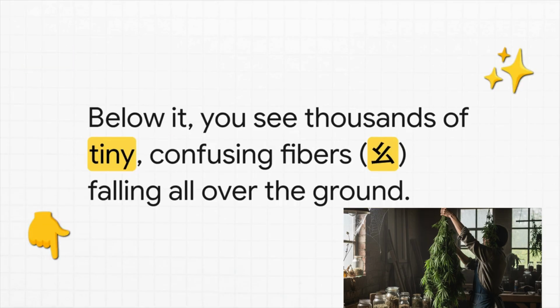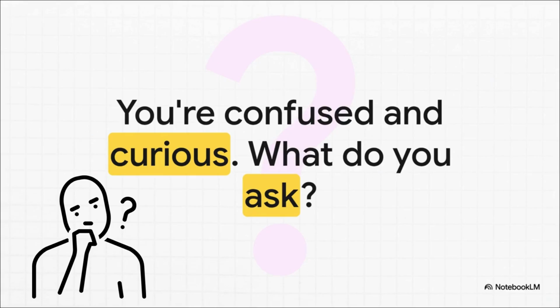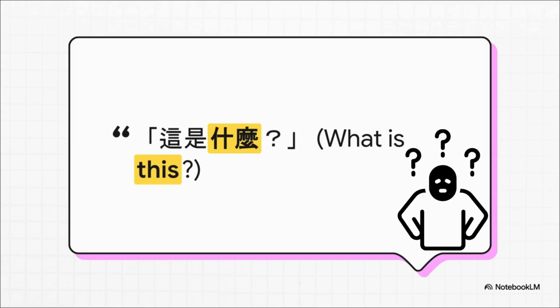But then you glance down at the floor, and you see thousands of these tiny little fibers and specks falling from the plant. They're all over the place. And that's our bottom character, yao, in action. These little bits are so small, so fine, you really can't figure out what they are. You're looking at them, getting curious. So what's the natural question that just pops into your head? You turn to the person and ask, what is this? 这是什么? And there it is.